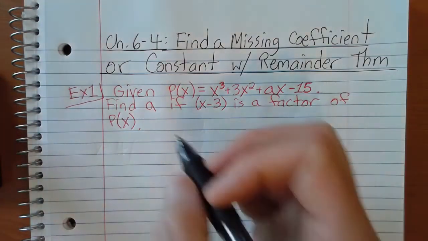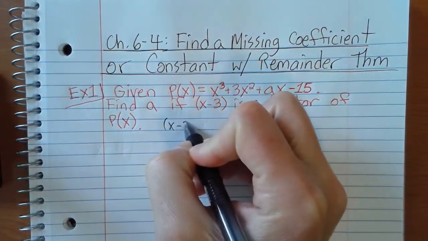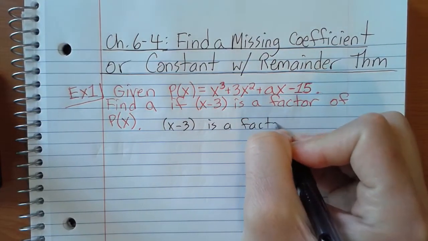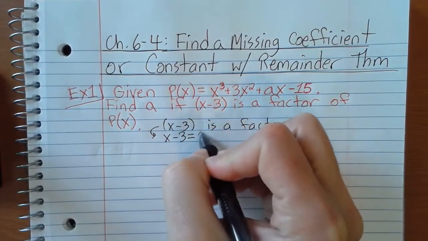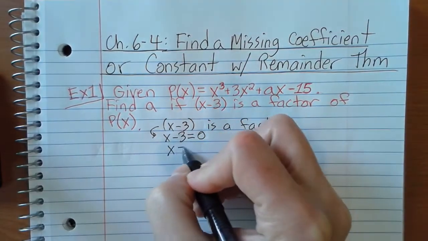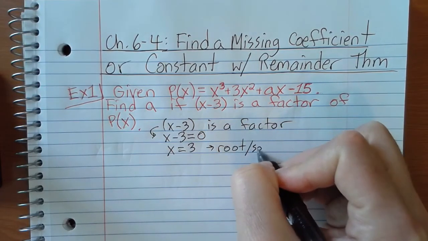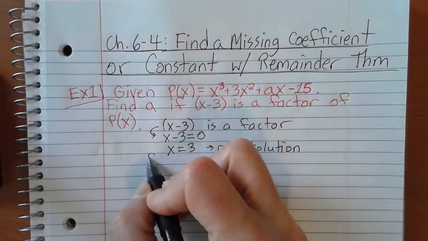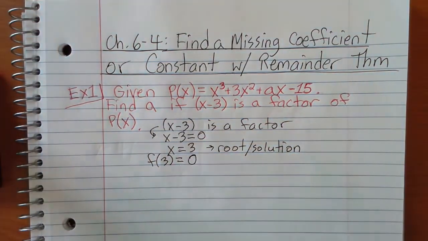So the first thing we would want to do is think about the factor theorem. If we know that x minus 3 is a factor, well, then that means that x minus 3 equals 0. And we know that x equals 3 is a root or a solution. And we know by the remainder theorem, if I put 3 into my equation, I should get a 0. I know it's already a factor.